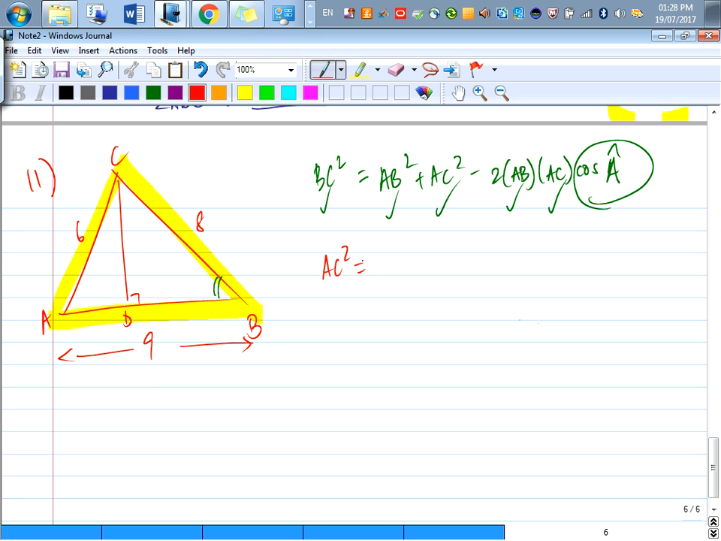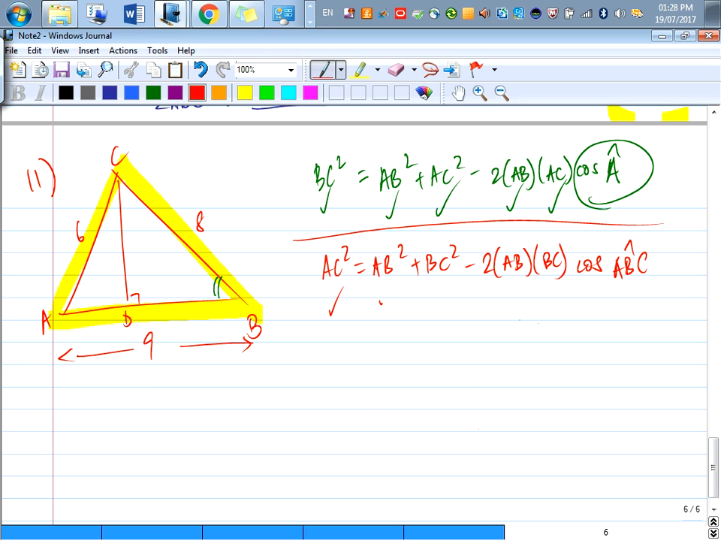So AC square equals to AB square plus BC square minus 2 times of AB, BC cosine ABC. Okay, let's look at the difference between these two. AC square, I have it. AB, I have it. BC, I also have it. I have all these. So now I'm left with angle ABC. That's what we want to find out. So this is the one that we should be using. Okay? So do it yourself. Substitute. And solve for angle ABC.